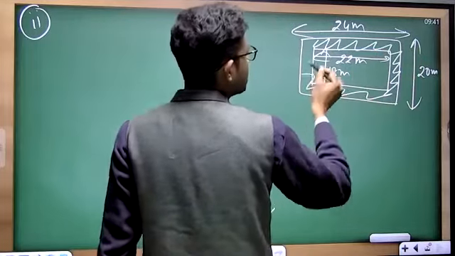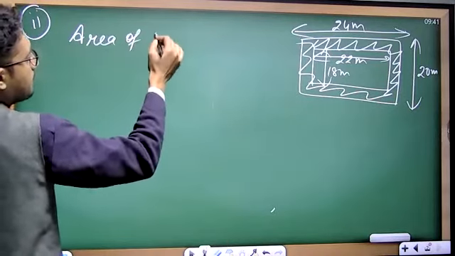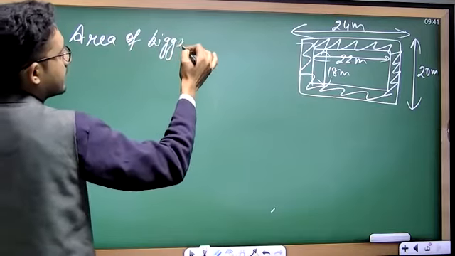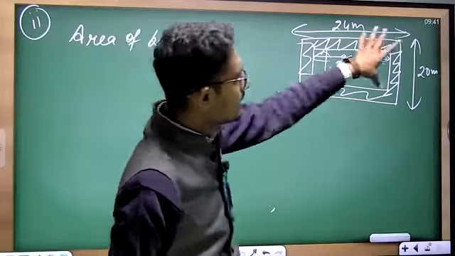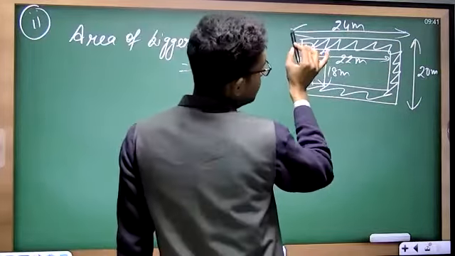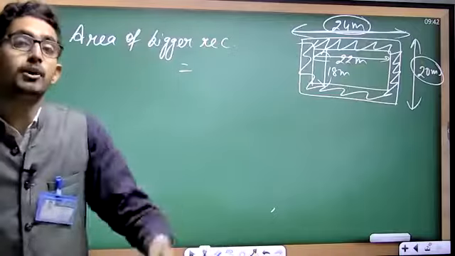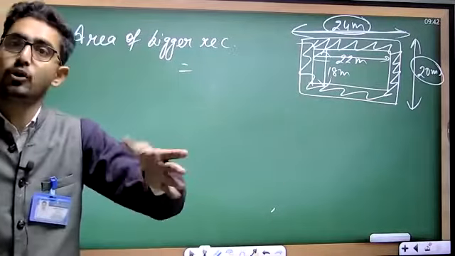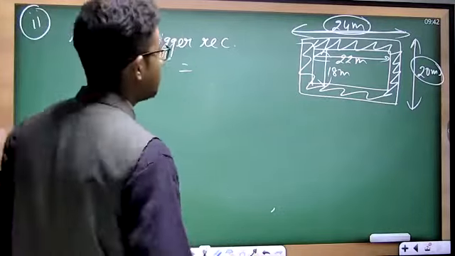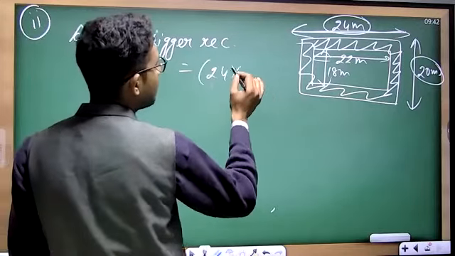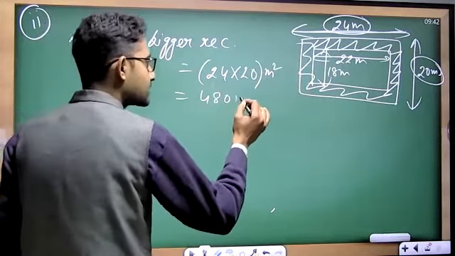Yes, how will we find out? Let's first find out the area of this bigger rectangle. Area of this bigger rectangle. I am writing rectangle in short. Now see, the bigger rectangle we have, what is its length? 24 and breadth is how many? 20 meter. And what is the formula? L into B. Any rectangle, bigger or smaller, makes no difference. So the area of a rectangle is equal to L multiplied by B. That means 24 multiplied by 20 meters square. That is how many? 480 meters square.